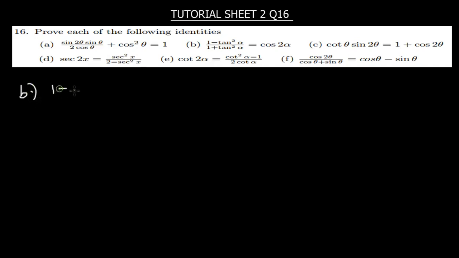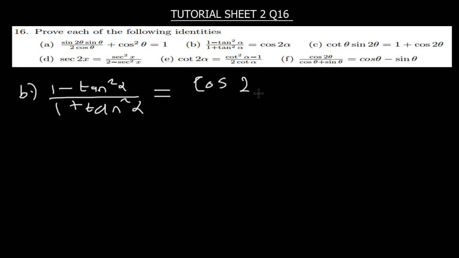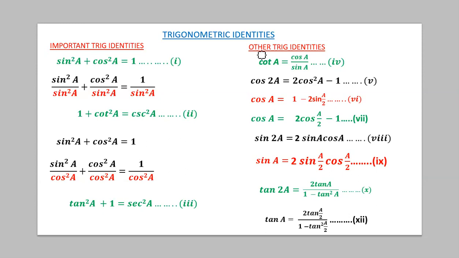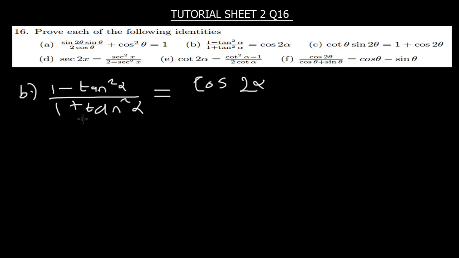B is saying (1 minus tan squared alpha) divided by (1 plus tan squared alpha), and then everything equated to cos 2 alpha. When you look at the denominator here and check your identities, you discover that tan squared alpha plus 1 is nothing but sec squared. So where there is tan squared alpha plus 1, we're going to replace it with sec squared alpha. This is what we're going to do.